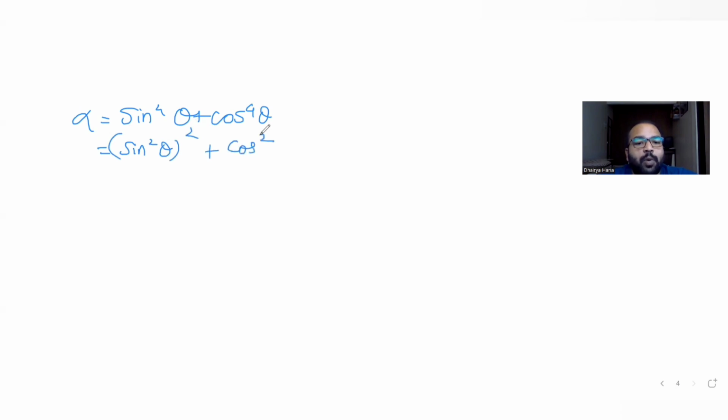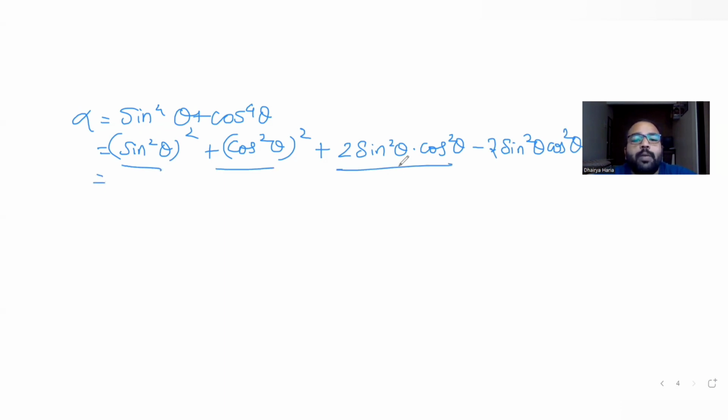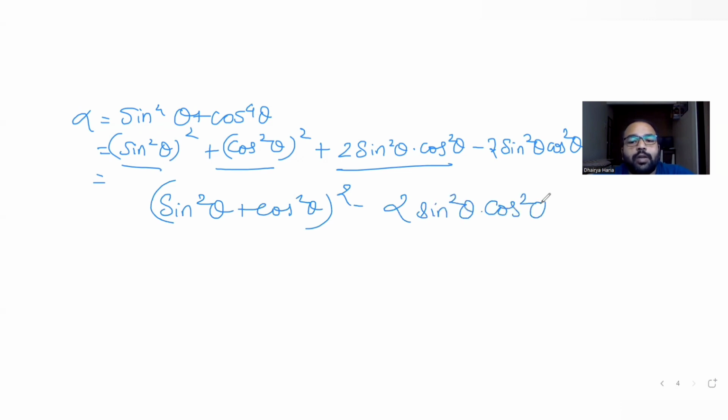I can write this as b square. Now when I have a square plus b square, if I want to convert it into a perfect square, I will have to add 2ab. So 2 sine square theta cos square theta I'm adding. If I'm adding something, I'll have to subtract that also. So minus 2 sine square theta cos square theta. So now this becomes a square plus b square plus 2ab. So it is a plus b the whole square minus 2 sine square theta into cos square theta.